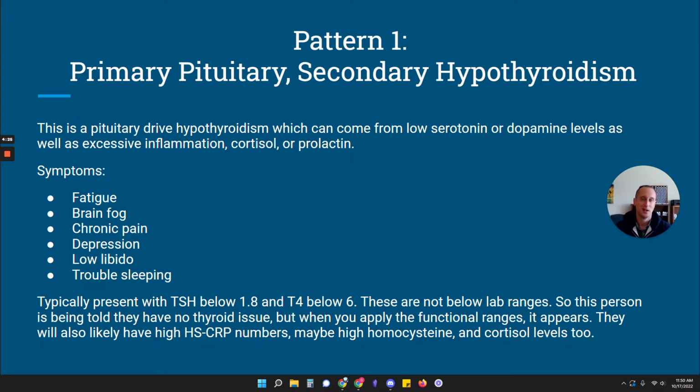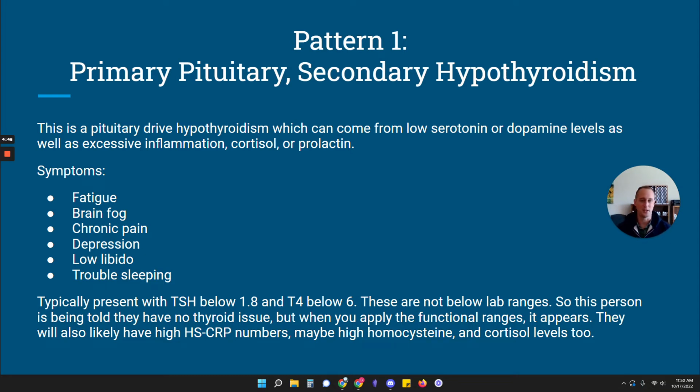Symptoms here, a lot of people kind of know they got thyroid issues, or at least are starting to clue in on this, but the main one's like fatigue. And that's going to be on every single thyroid problem. Brain fog is huge, chronic pain, depression, low libido is definitely going to be here, especially with low dopamine issues in addition, and then trouble sleeping.